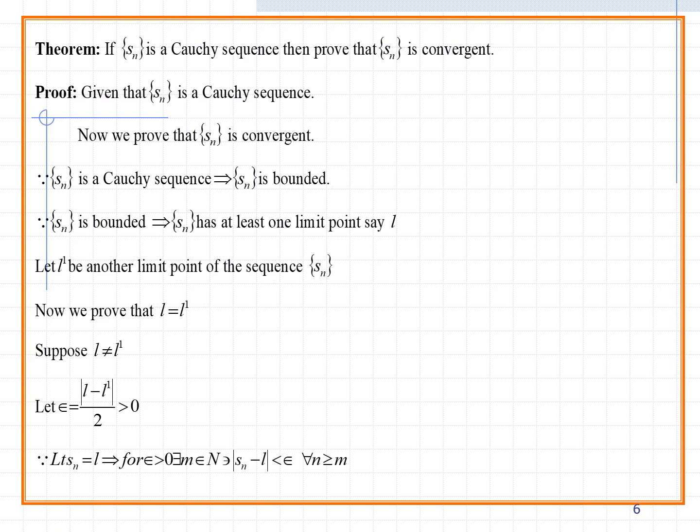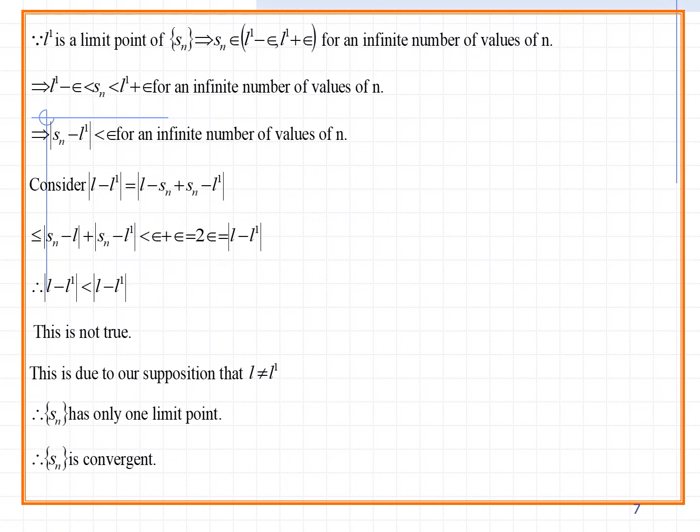At the same time, L is one limit point and L dash is another. So if both limit points are equal, it is automatically convergence. You can prove it like that. Therefore, since L dash is a limit point of Sn, it implies Sn belongs to L dash minus epsilon, L dash plus epsilon for an infinite number of values of n.